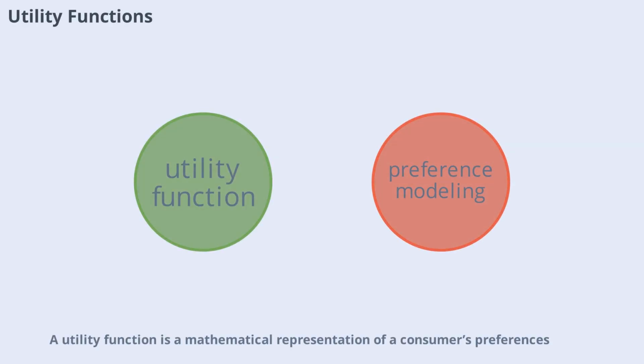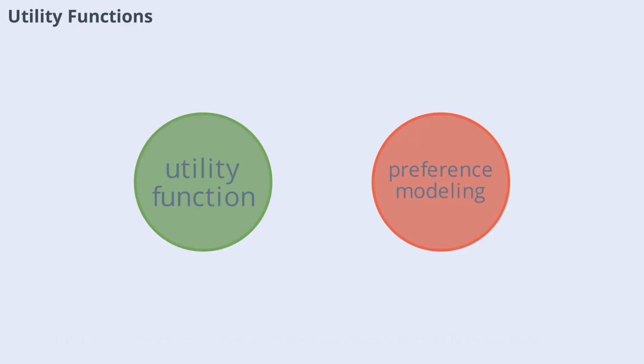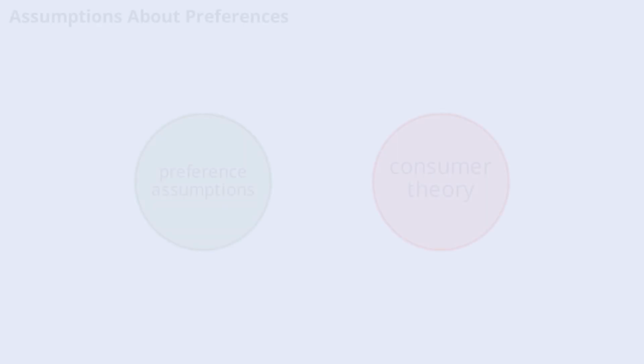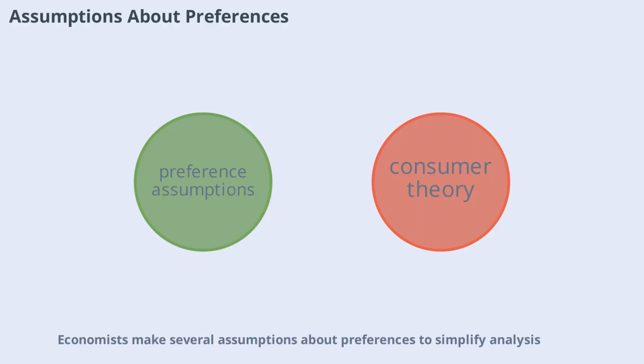A utility function is a mathematical representation of a consumer's preferences. It assigns a number to each possible bundle of goods, reflecting the level of satisfaction the consumer derives from each. Utility functions help economists model and predict consumer behavior. They can take various forms such as linear, Cobb-Douglas, or Leontief, each with different implications for how consumers substitute between goods. Economists make several assumptions about preferences to simplify analysis.